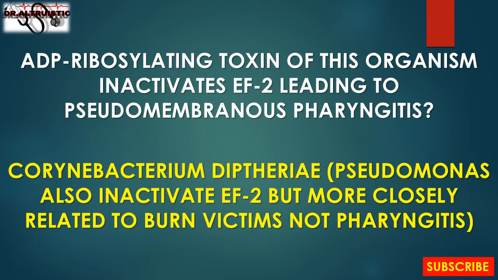ADP ribosylating toxin of this organism inactivates EF2 leading to pseudomembranous pharyngitis. Corynebacterium diphtheriae. Pseudomonas also inactivates EF2 but is more closely related to burn victims, not pharyngitis.